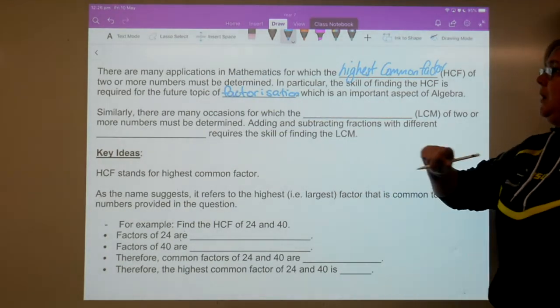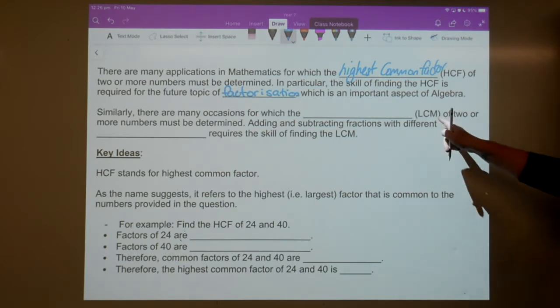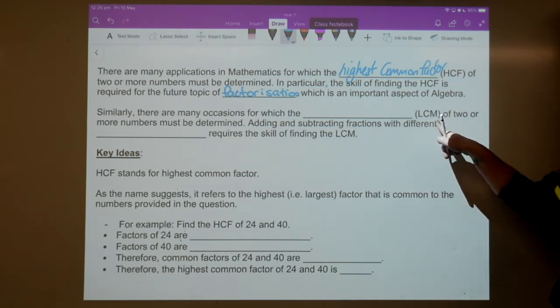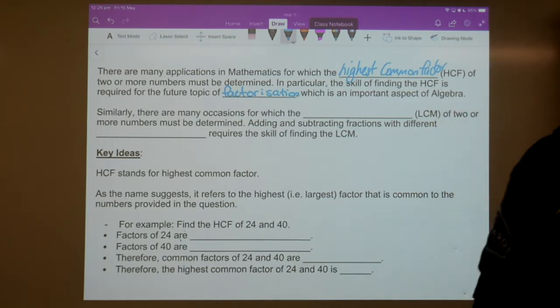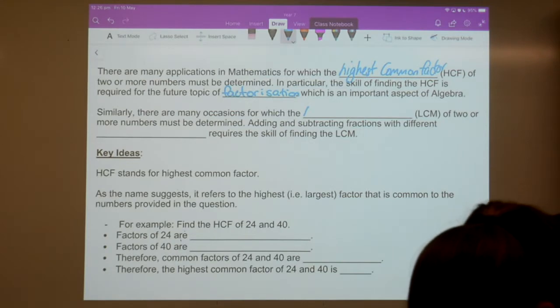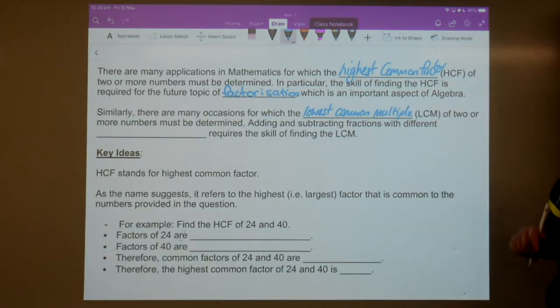Excellent. Similarly, there are times when we need the LCM, and I don't mean the little Kellogg's Rice Bubbles thing. Lowest common multiple. So this is where we need the lowest number that two other numbers can go into.